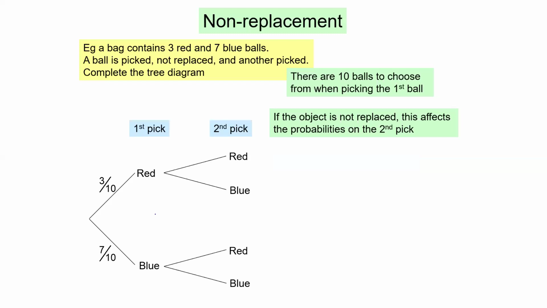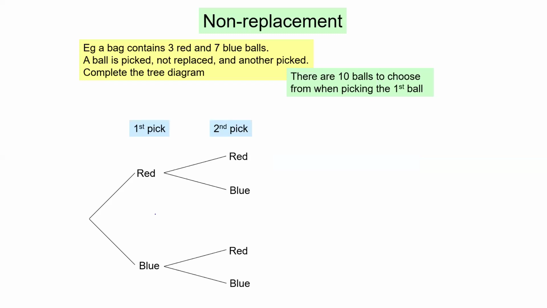Another concept was there: non-replacement. For example, a bag contains 3 red and 7 blue balls. A ball is picked, not replaced, and another picked. Complete the tree diagram. So I hope you remember that this is a case of non-replacement. Yes sir, I remember this part.